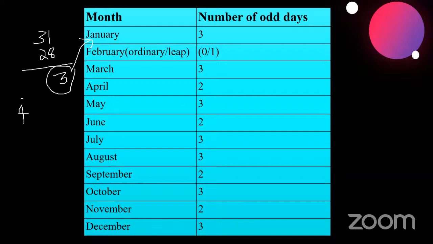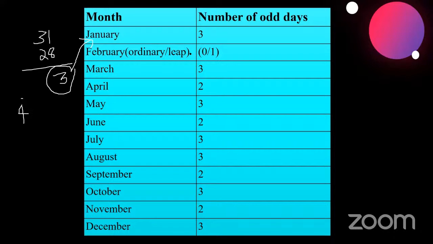Got it? So like that, we are calculating for each and every month. How many completed weeks are there, and the remaining number of days will be the odd days of that month. Is that clear? Yes, ma'am, clear. Okay, fine. Just give a minute.